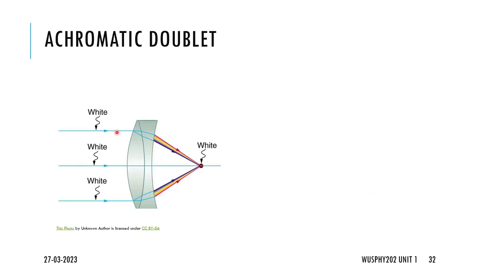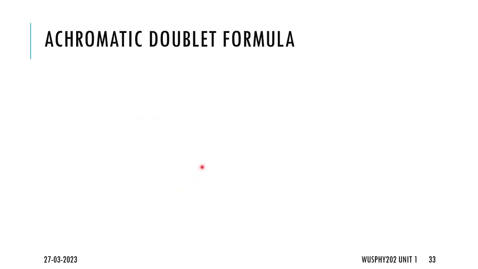Now this is an achromatic doublet. So what you are doing is you are using two different lenses with two different refractive indices, and they behave in such a way. One is a convex lens, one is a concave lens. So one tries to converge the rays, one tries to diverge the rays, and you are using two different materials so that the red and blue both will have effectively the same focal length. So this is called an achromatic doublet.